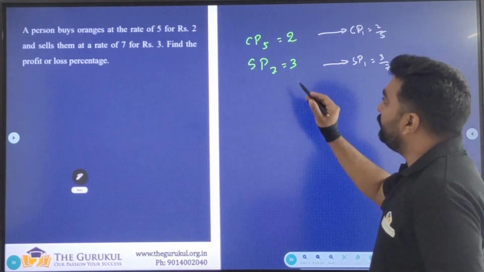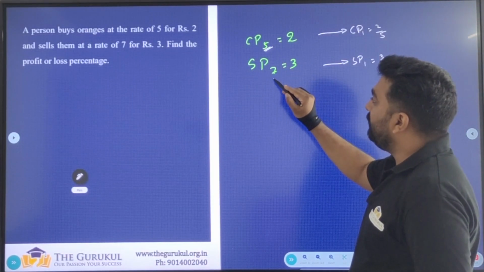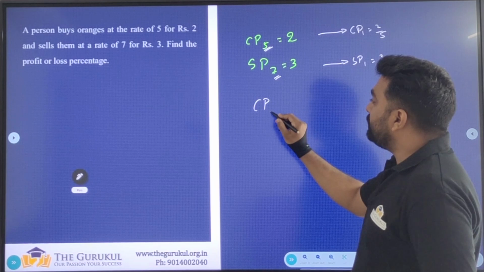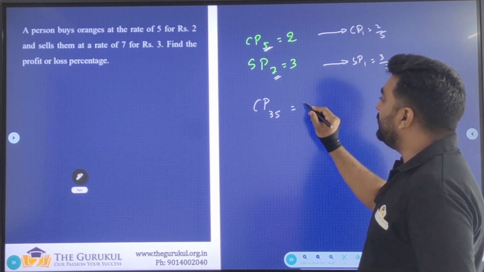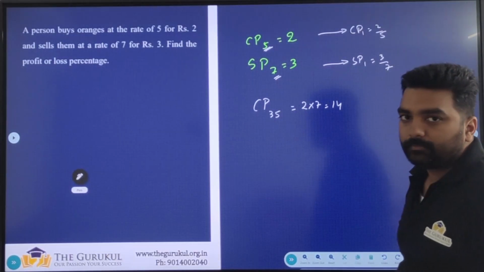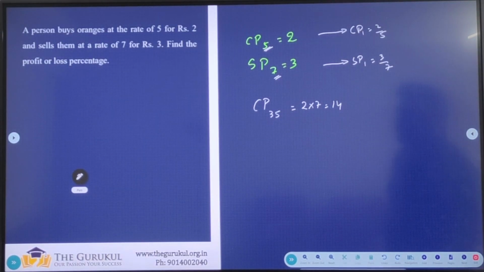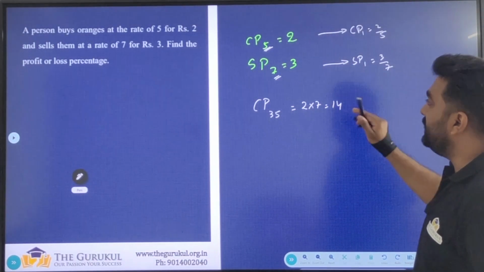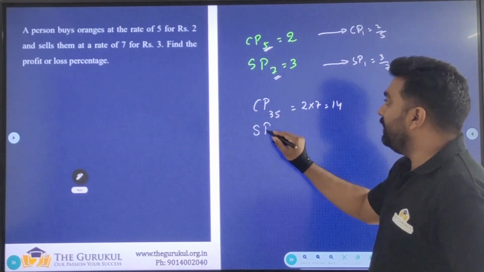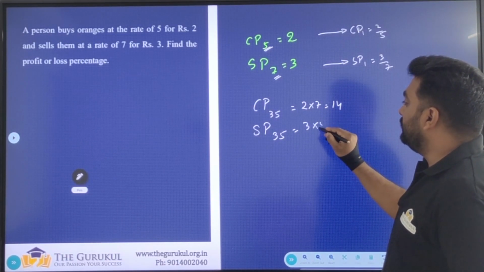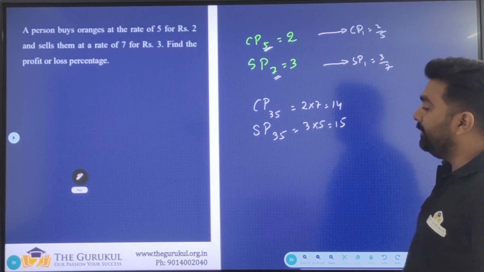But if you observe carefully, this is for 5 articles, this is for 7 articles. Can I say cost price of 35 articles will be equal to 2 into 7, that is 14 rupees? Can we say that? Or is there any problem? 5 articles into 7 is 35 articles, 2 into 7 is 14 rupees. The same way, selling price of 35 articles will be equal to 3 into 5, which is 15 rupees.